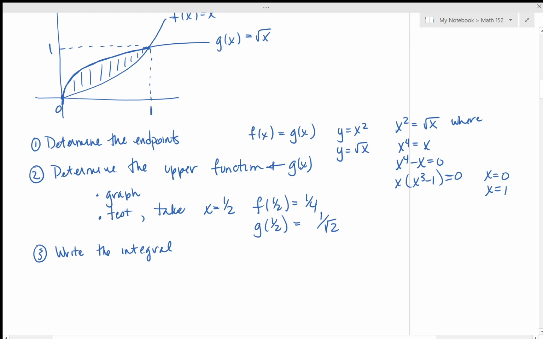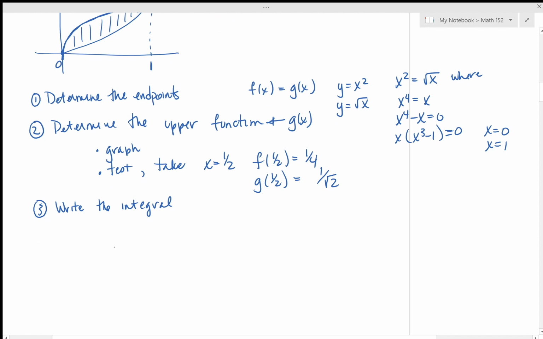And you write the integral in this manner. The integral from the left endpoint to the right endpoint of the upper function minus the lower function.